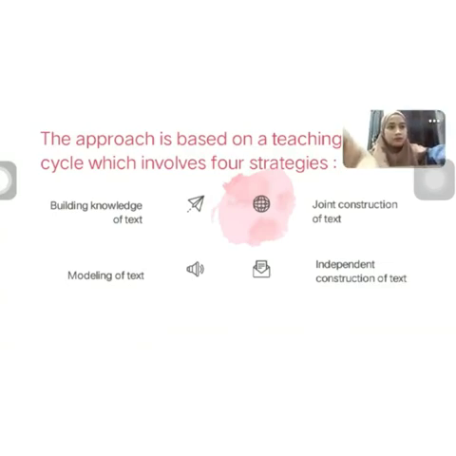Next, there is modeling of text. Activities at this step enable the learners to develop an understanding of the social function and purpose of the text, and then develop an understanding of the overall organization of the text, including generic structure and grammatical features.